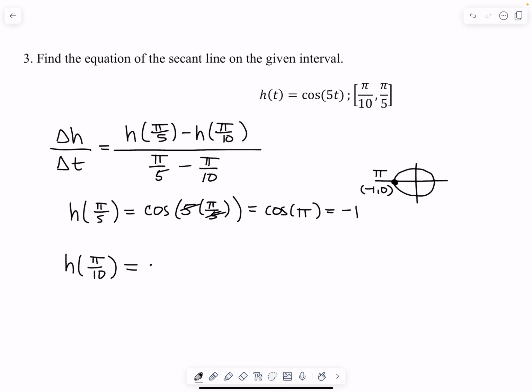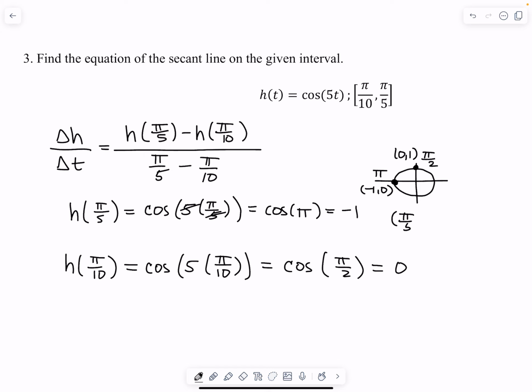And then let's look at the other one, cosine of 5 times pi over 10. Now this doesn't cancel, but 5 pi over 10 would be pi over 2, which is also quadrantal. It's up here. Pi over 2 is 90, and that's at the point 0, 1. So for this one, the cosine is 0. So the 2 points that we just got, pi over 5, comma, -1, pi over 10, comma, 0. These are the points we just used.